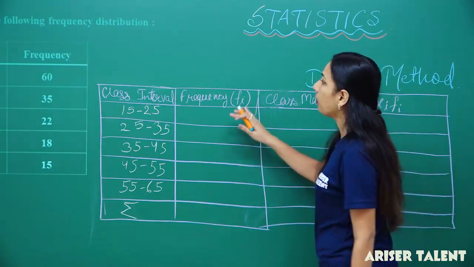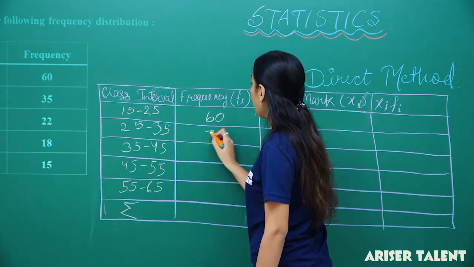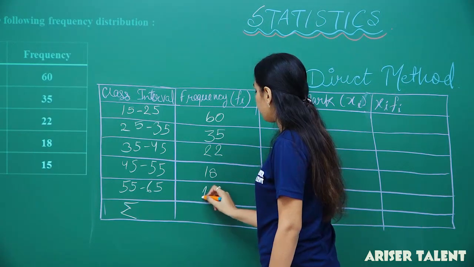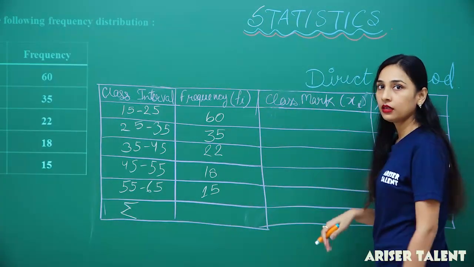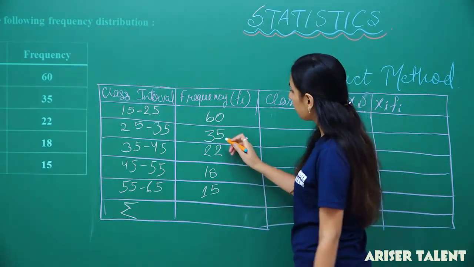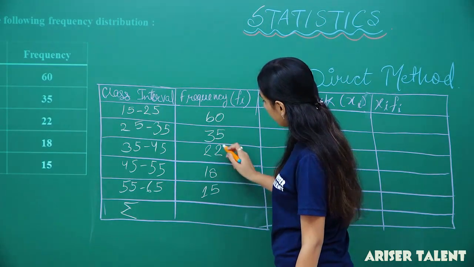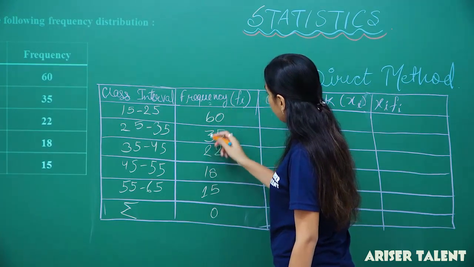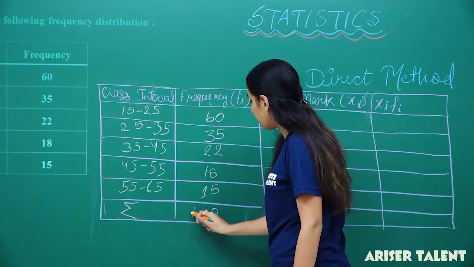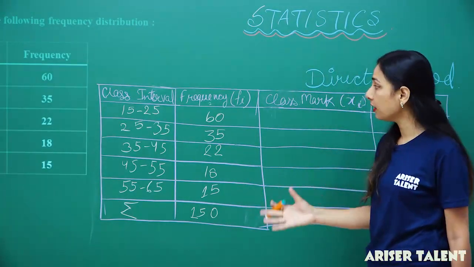Now we will talk about the frequency. I'll just copy the frequency right from the given table here. That will be 60, then 35, then 22, then 18, and then 15. We have to sum it up anyway because we have to use the summation of Fi. So that will be 150. 150 frequency, that means the number of observations is 150.